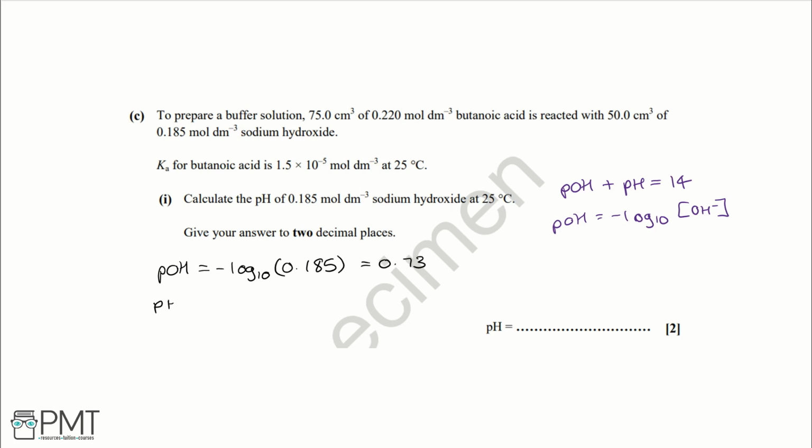And then we can work out pH by doing 14 minus 0.73, and that equals 13.27, giving our answer to 2 decimal places. So we then write 13.27 on the answer line. To get the 2 marks for this question, you get 1 mark for your working out, and then 1 mark for your correct answer, which is given to 2 decimal places.